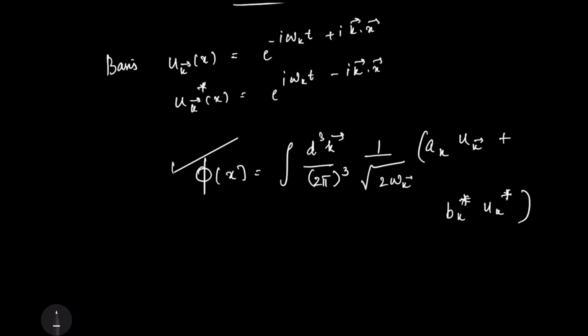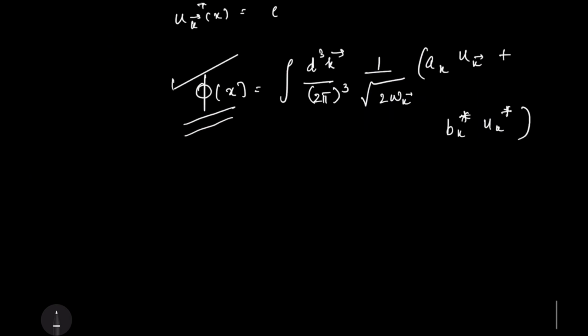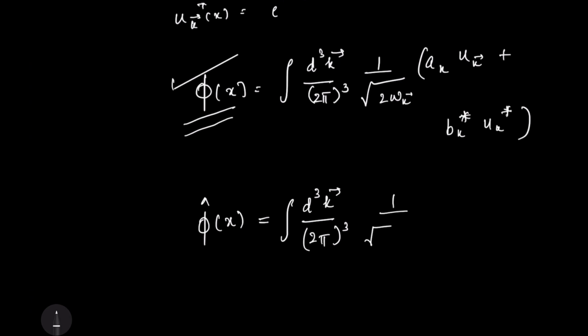it with b star. Since the classical field is not real, when you convert it into quantum, the quantum field will not be a Hermitian operator, right? So if I promote it to an operator, since the field is not real, the field operator will not be Hermitian, and therefore I have to introduce here a and b both. So this will be equal to integral d cube k by 2 pi cube 1 by root of 2 omega k operator ak with the basis uk plus bk dagger uk star.